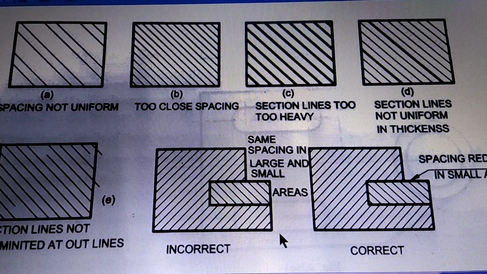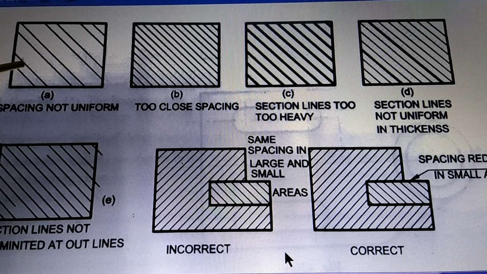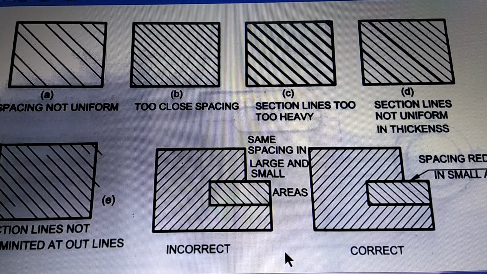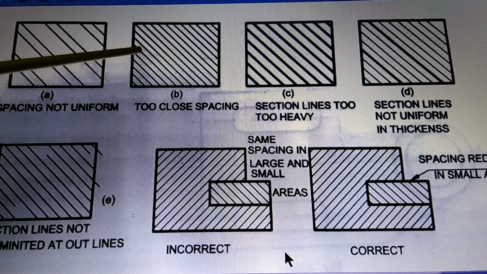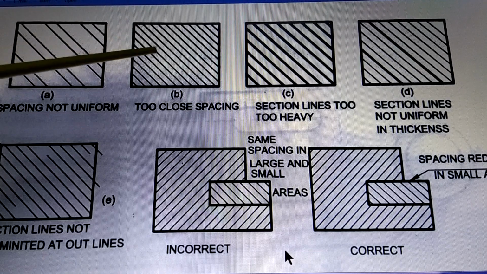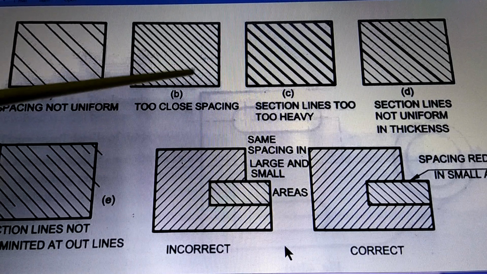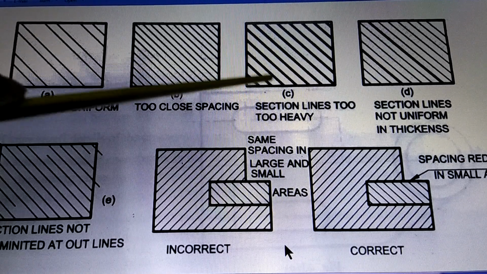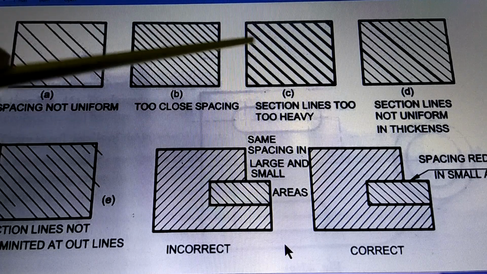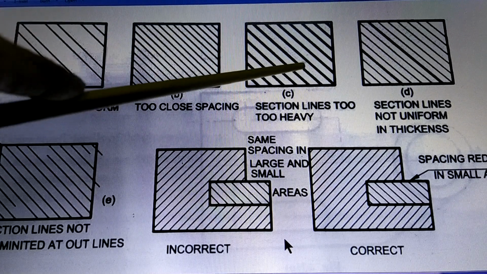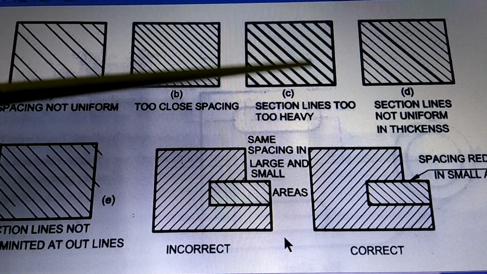Now these are some of the mistakes that are made while drawing the section lines. Here the section lines are not at an equal distance, so incorrect. Spacing not uniform. Here the spacing is very, very close to each other. It should not be very close also, because it will spoil the appearance and you will have to waste a lot of time in drawing these lines. Then the section lines are too thick. You can see here the outline and the section lines are equally thick. So again, this is not acceptable.